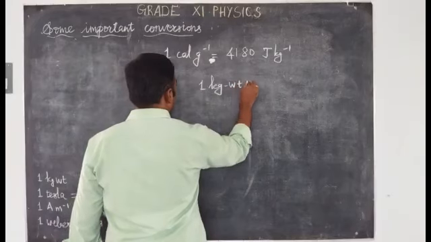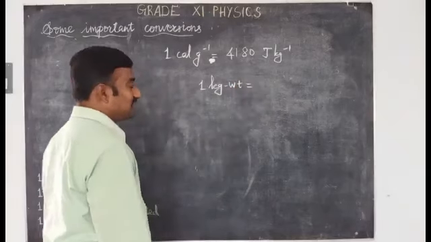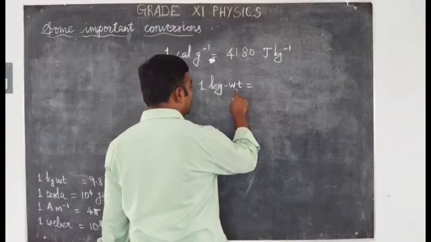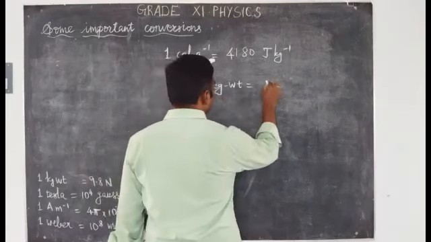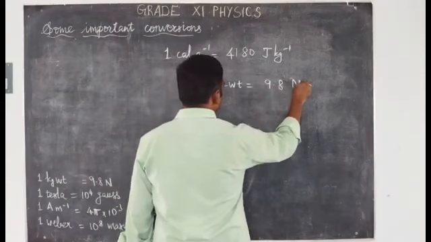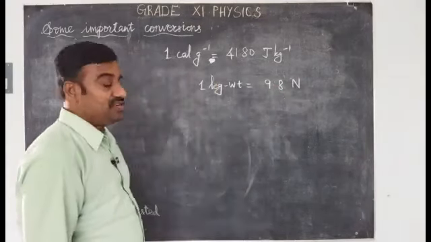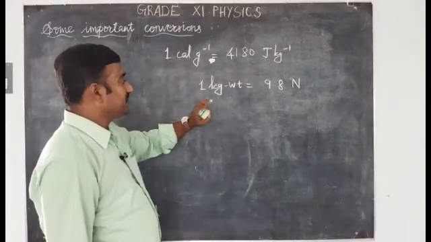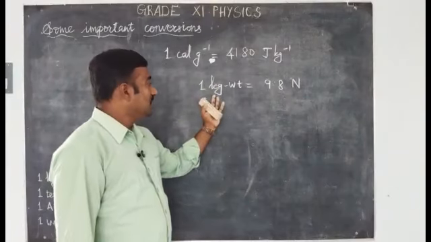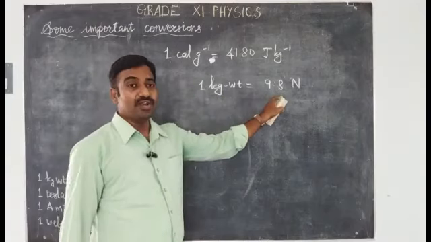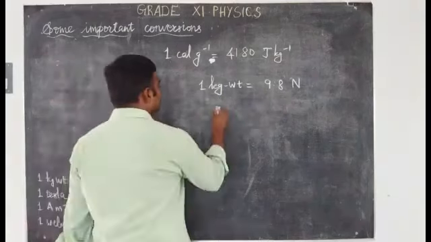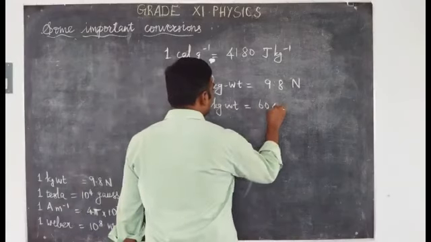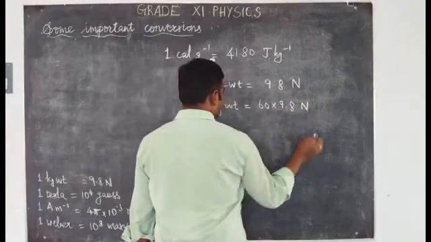1 kilogram weight. Kilogram is a unit of mass, and weight is a unit of what? Yes, it is mass into gravity, no? So 9.8 Newton. 1 kilogram weight is equal to 9.8 Newton. Kilogram is a unit of mass. So if an object has 1 kilogram mass, its weight is equal to 9.8 Newton. Suppose if the object mass is 60 kilogram, then its weight is equal to 60 into 9.8 Newton.